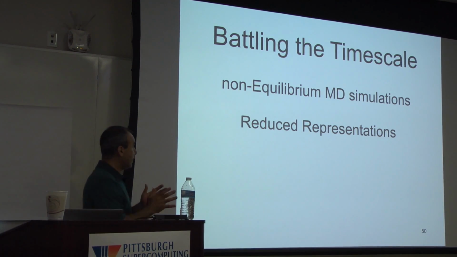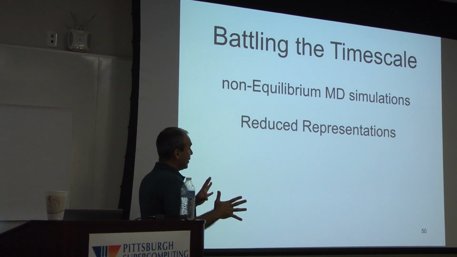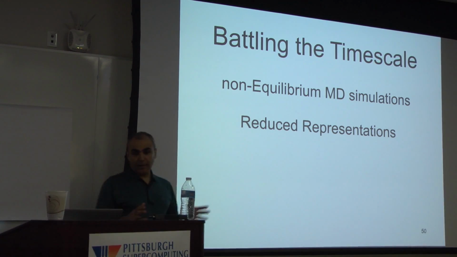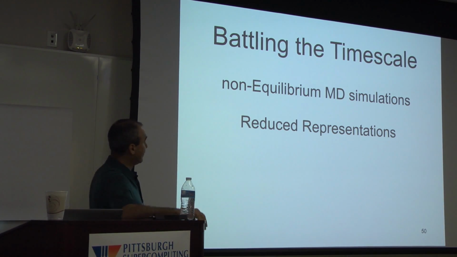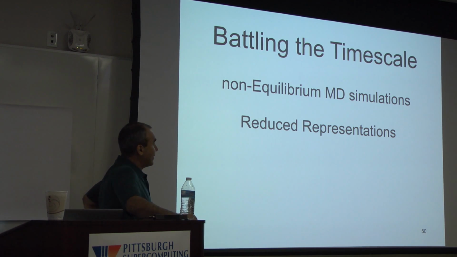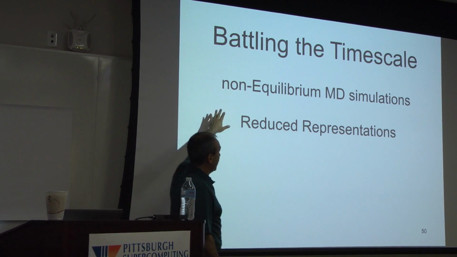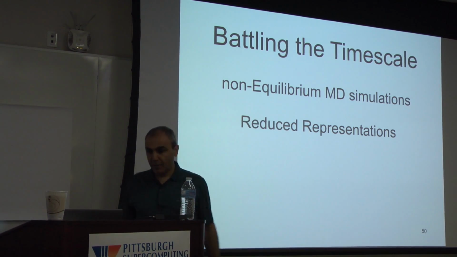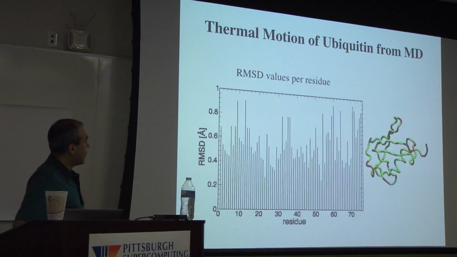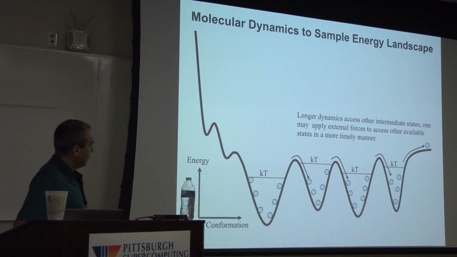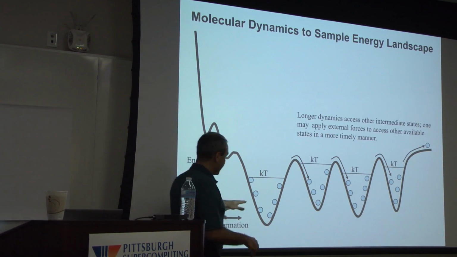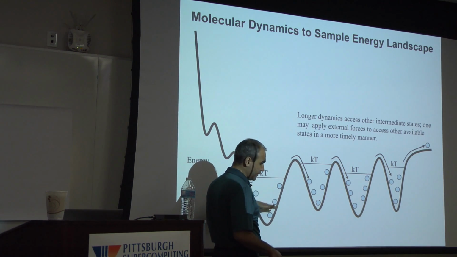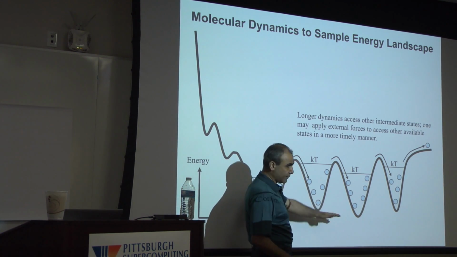Okay, so now I decided the second part I would like to talk about a few ways that we have been trying to battle the time scale fight. I'm going to talk about two different classes. One is doing non-equilibrium MD simulation instead of waiting here for the system to go back and forth billions of times and maybe crossing this.